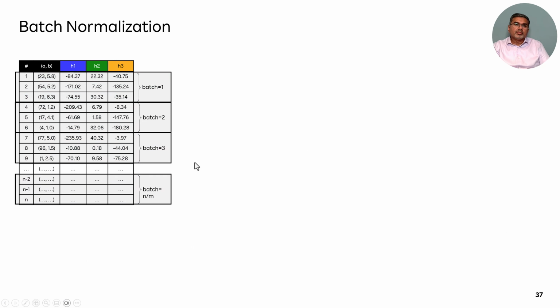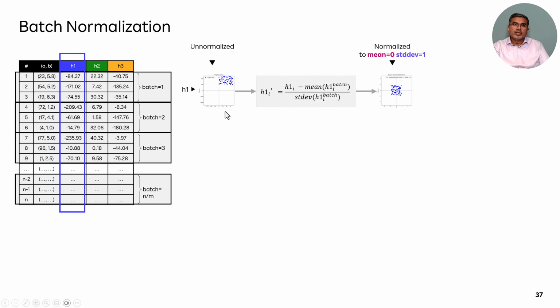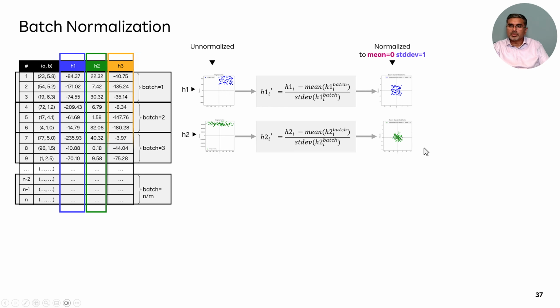Now let's work through an example here. Let's say this is your input, okay? And you normalize H1 like this. So essentially for that batch, let's say the distribution is like this, you center it around the mean of 0 and standard deviation of 1. For the green, you do the same thing. For the yellow, you do the same thing.